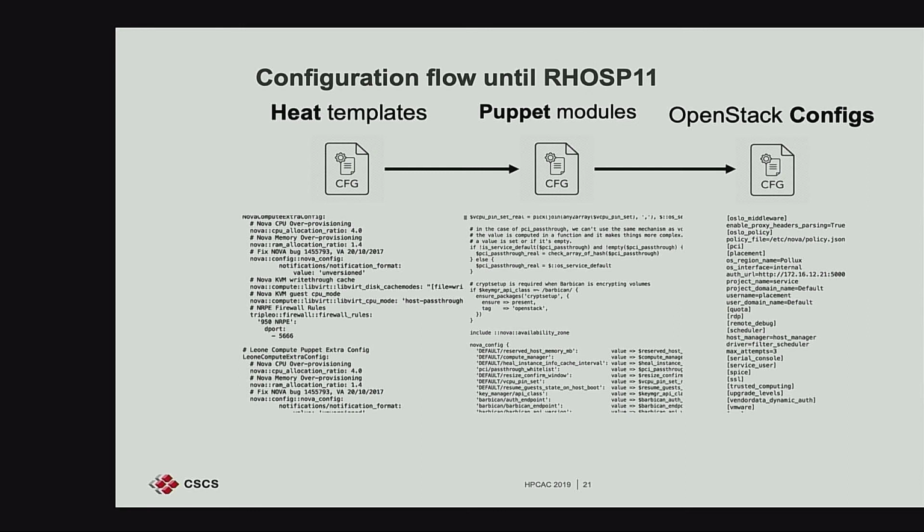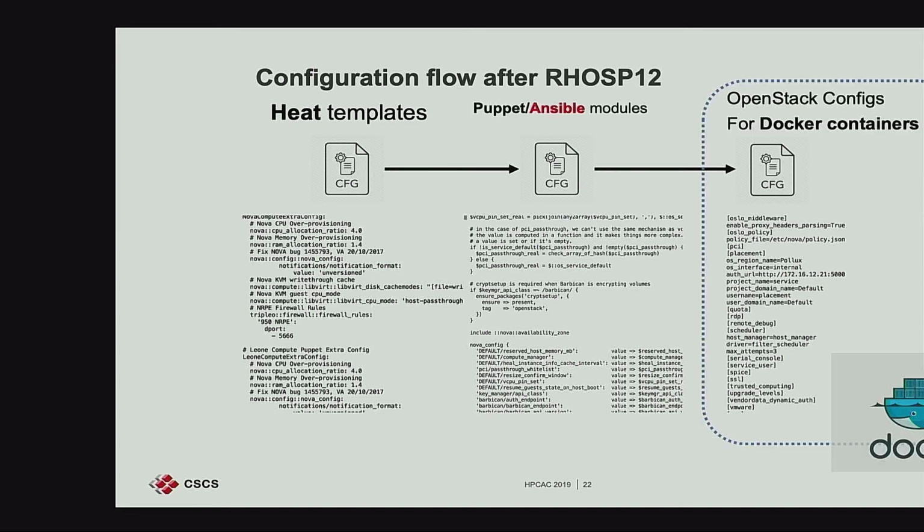So here is an example of how the configuration worked in TripleO. Usually you have Heat templates, which then call Puppet modules, and the Puppet modules are then used to change the configuration on the compute nodes. When we did the upgrade, this changed because the Puppet modules are being replaced by Ansible modules, and the configuration files are deployed onto the physical nodes. And then we have the Docker containers, which are mounting these configuration files from the physical nodes.